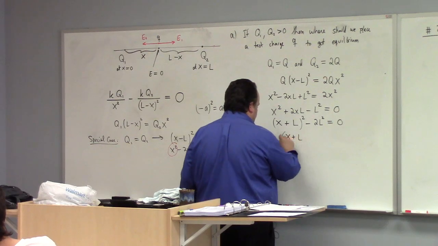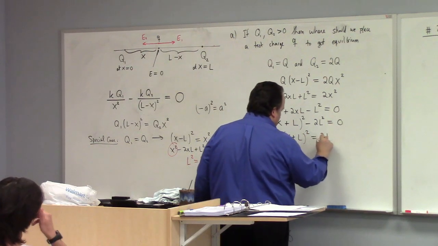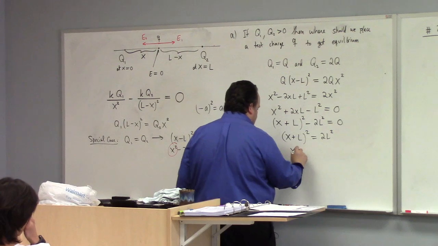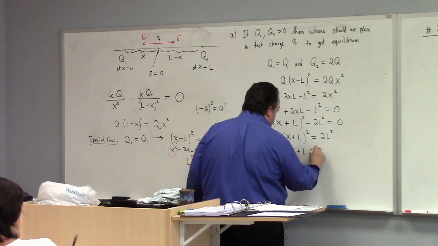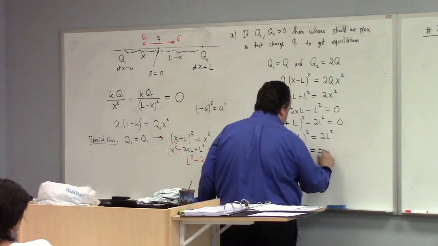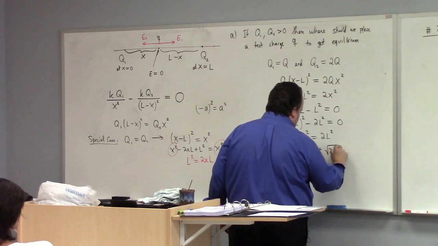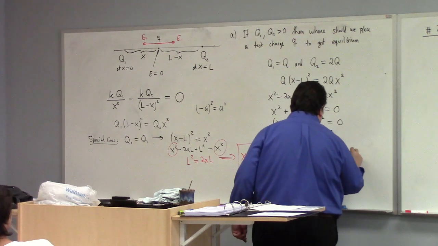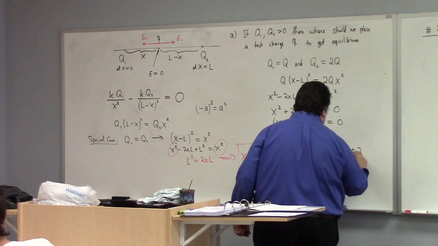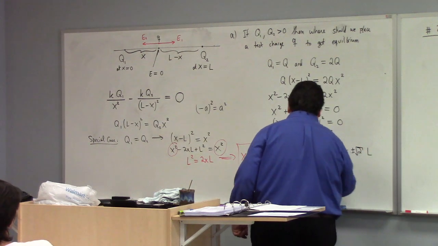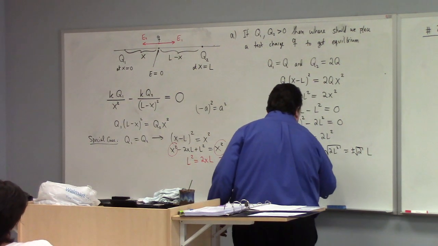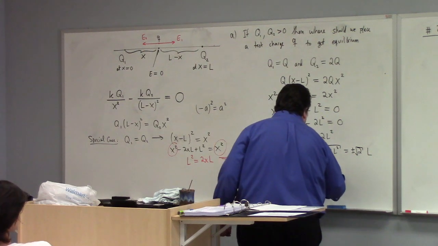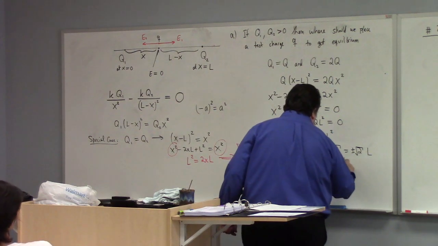We should all agree, after we do the algebra, that we get x plus l is equal to plus or minus the square root of 2l squared. We're going to assume l is positive here for the sake of common human decency. So we got plus or minus square root of 2 times l. So x is equal to minus l plus or minus l times the square root of 2.